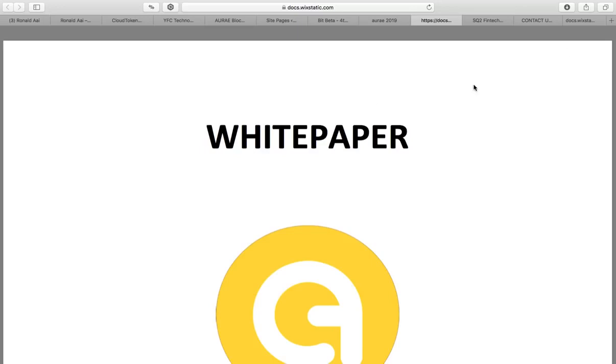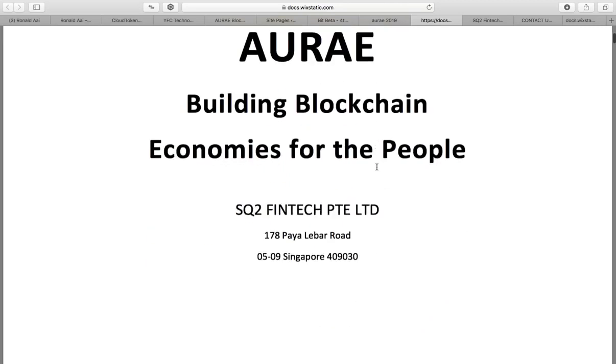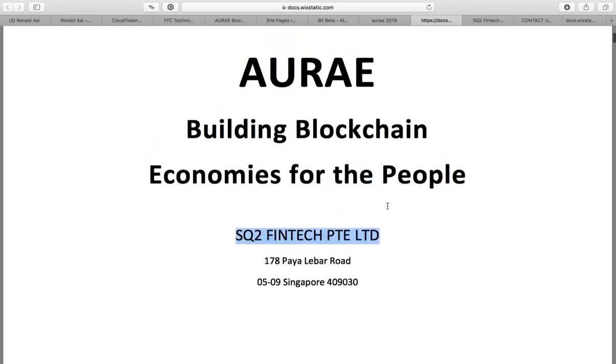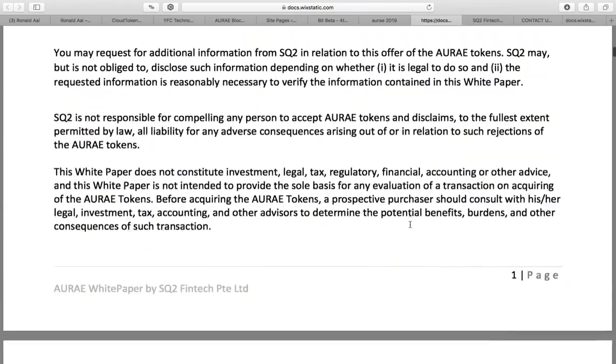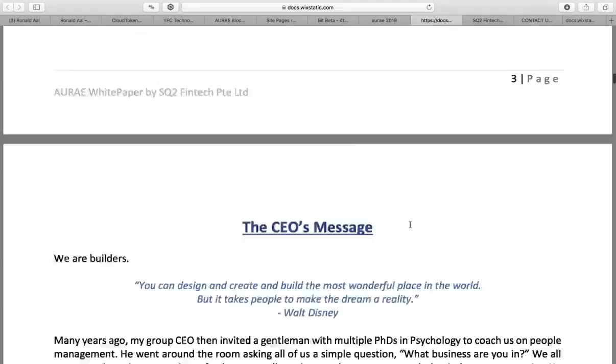And also the cloudtokenwallet.com website is designed using Wix. And again, there is nothing wrong about it. So I would not say this is a bad thing. So you will see SQ2 FinTech again. It seems like this company SQ2 FinTech is the center, the main organization that would be used to manage all those different units, all those different companies.